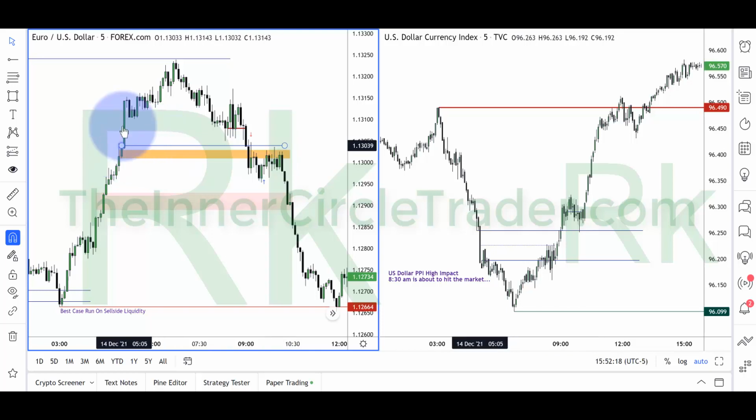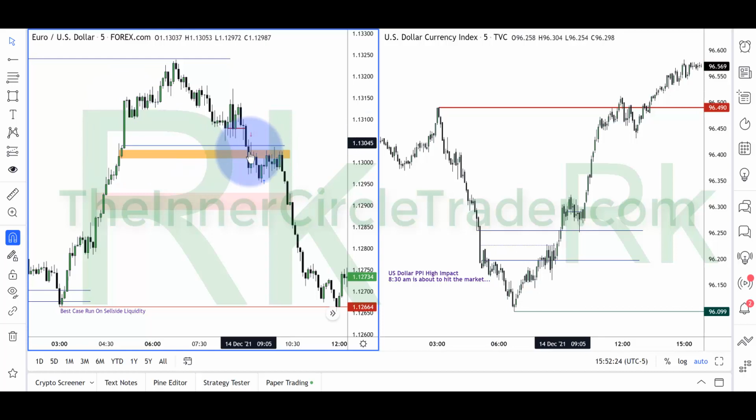The logic was I wanted to see this imbalance give way. It did. And once this low gave way, I anticipated a run back into that as resistance, and we got an immediate rebalance. That was my short entry.